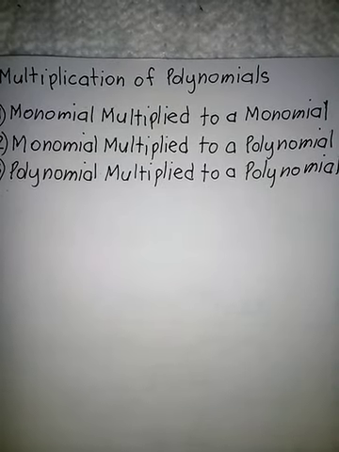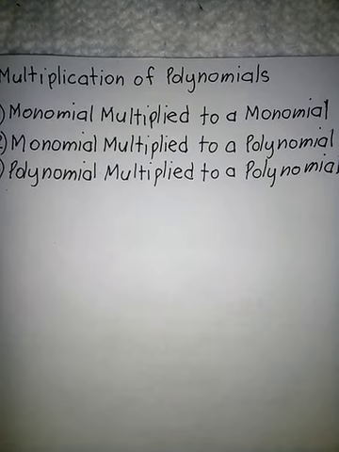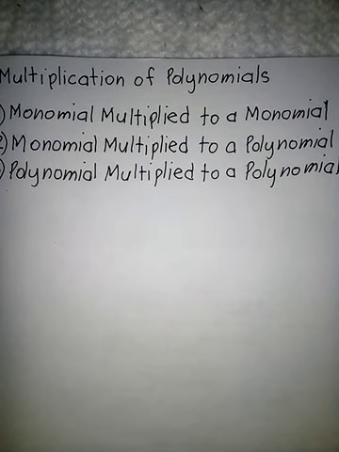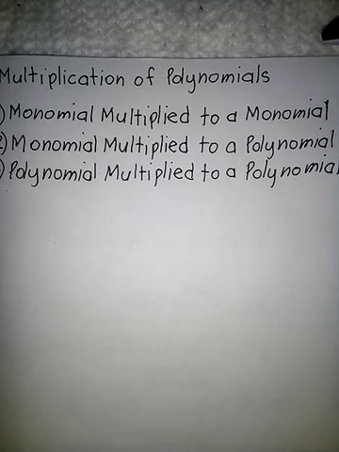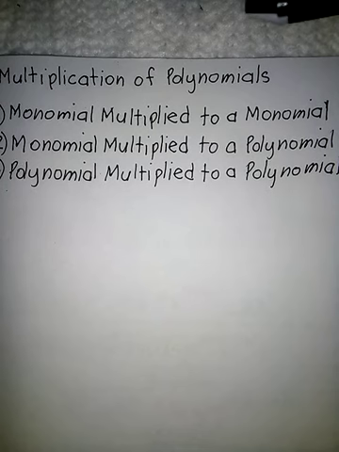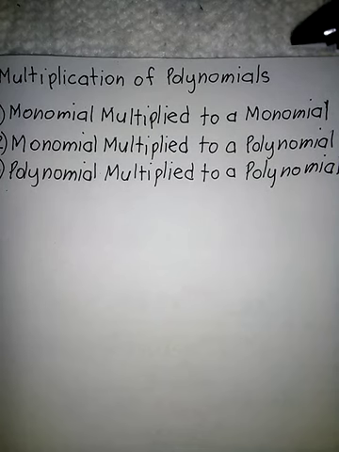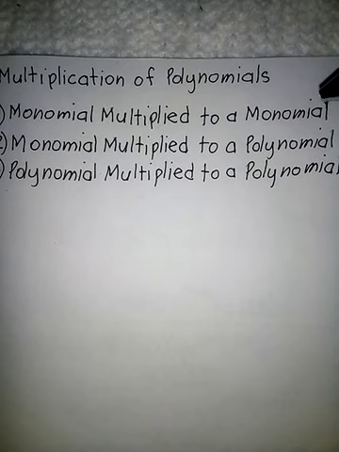Algebra. So multiplication of polynomials is divided into three categories. Number one is monomial multiplied to a monomial. The second one is monomial multiplied to a polynomial. And the third one is polynomial multiplied to a polynomial. So, monomial means one term. Okay? So, we will tackle first this first division, monomial multiplied to a monomial.